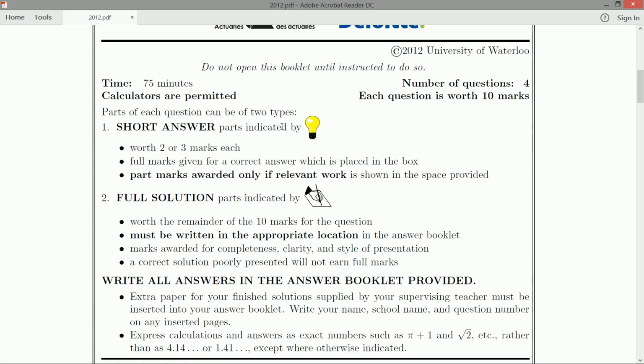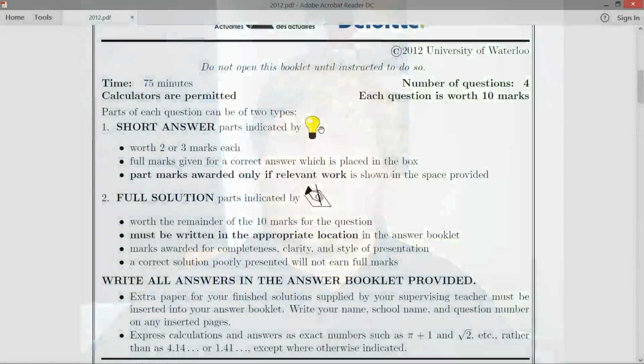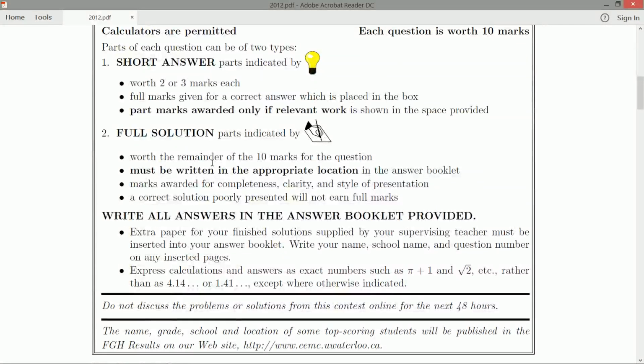One thing to keep in mind, there are two types of questions. The short answer, where you can get full marks just for your final answer, although I do encourage you to give at least a little justification, because if your final answer is wrong and you don't have anything else, you've lost some part marks that you could have had. And then, of course, there are the full solution questions, where you have to justify everything, state every formula you're going to use, that sort of stuff.